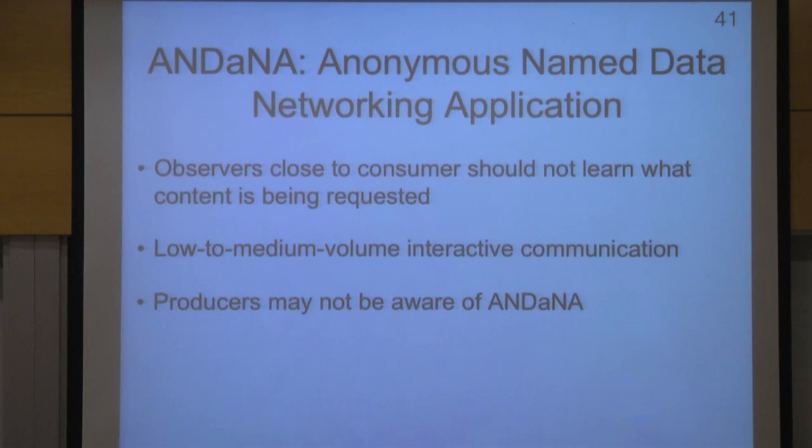The goals are like this: if you have observers that are close to the consumer, the entity that requests content, then this observer should not learn what content is being requested. And producers should not, of course, know who is requesting, but that's already a feature of NDN, so that's not a challenge here. In today's IP, you need something like Tor with its tunneling because IP packets have source and destination addresses, so the producer of content would learn the source. That's not a problem with NDN because interests don't carry source address information. So we say producers may or may not be aware of this anonymization tool, but the entities we want to protect are the consumers.